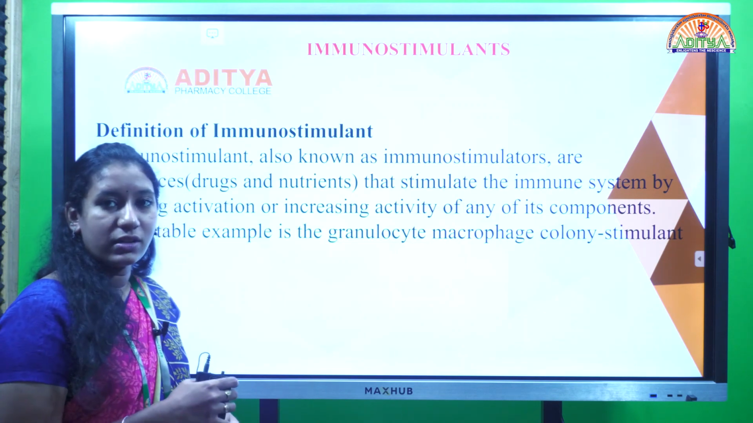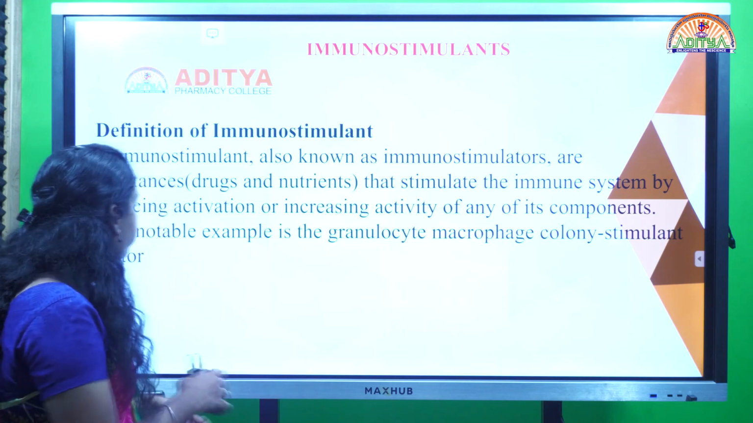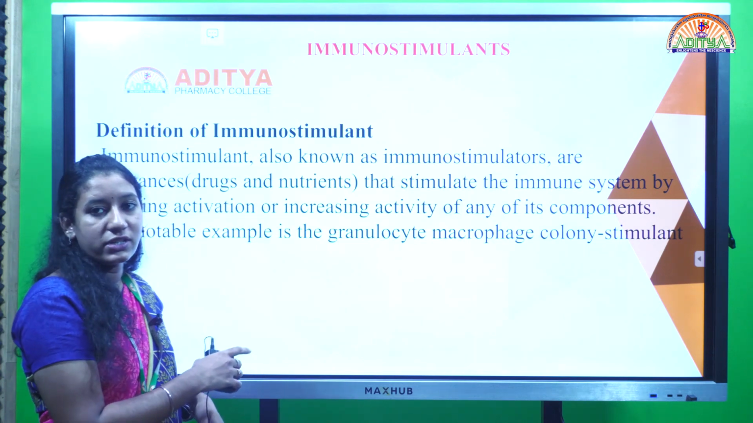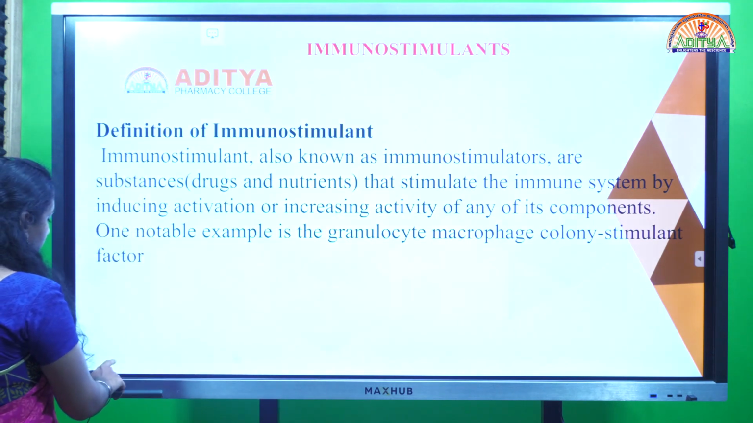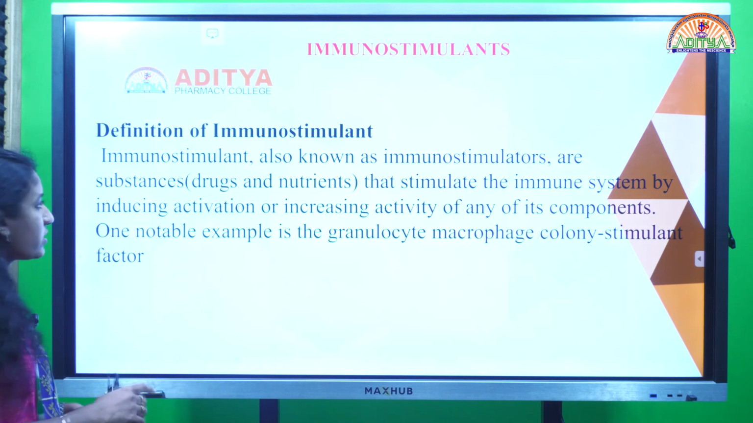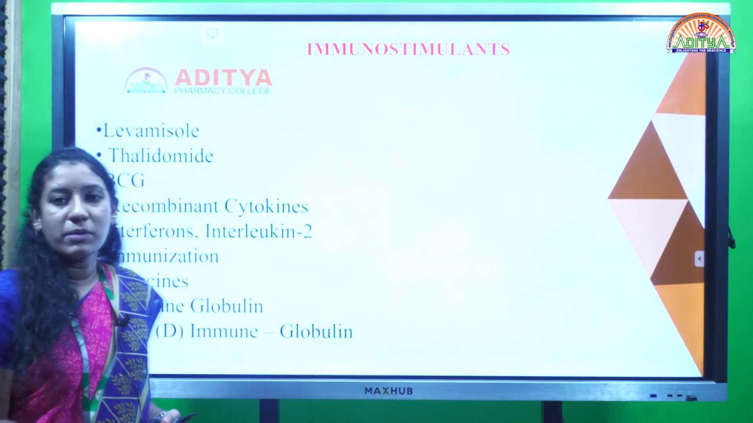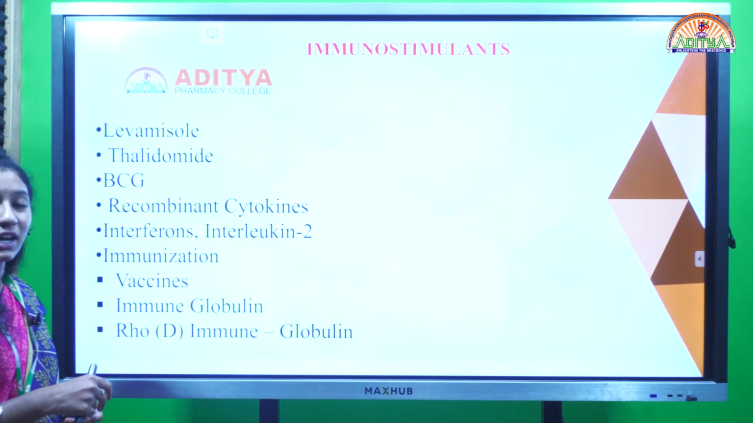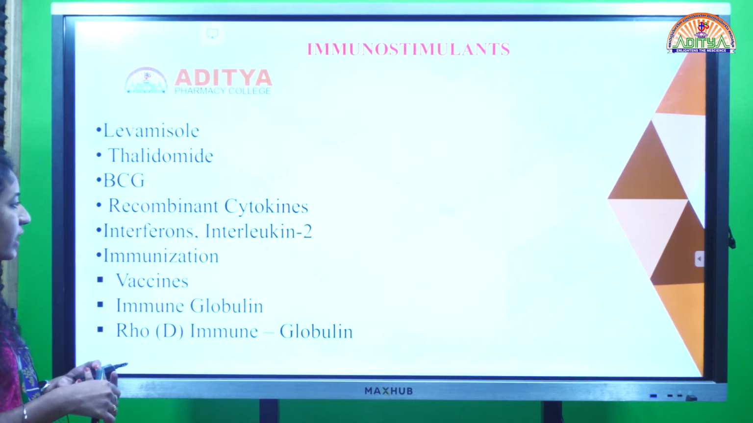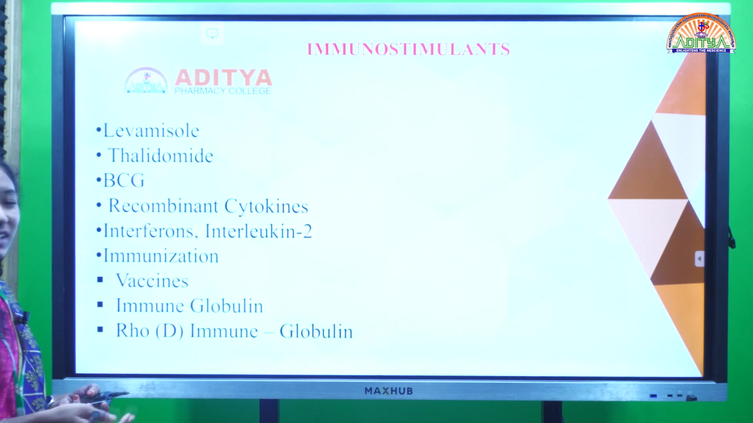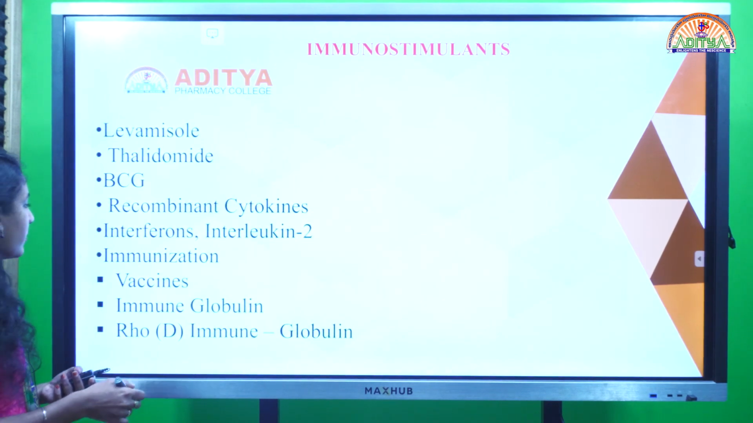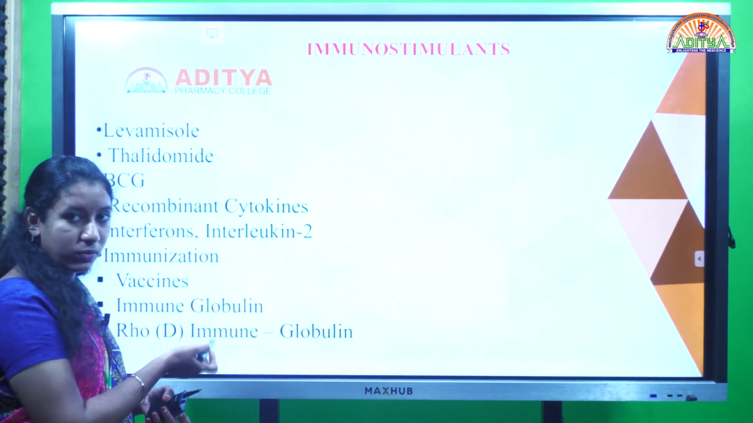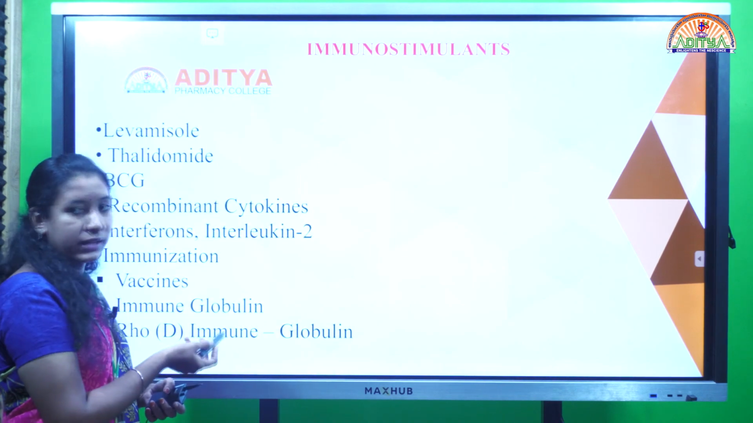These immunostimulants are also known as immunostimulators. An example of one of the immunostimulants is granulocyte macrophage colony stimulating factor. And we will see some examples of these immunostimulants. Some of the examples include levamisole, thalidomide, BCG and other vaccines, as well as recombinant cytokines, interferons, interleukins and various other chemical mediators. Coming to immunization, this can also be provided by using vaccines, immunoglobulins as well as Rho immune globulin.